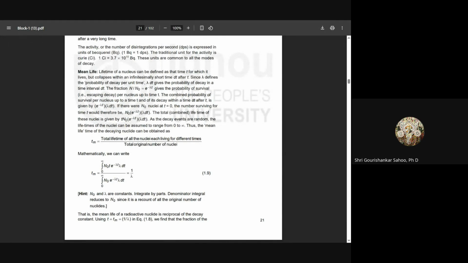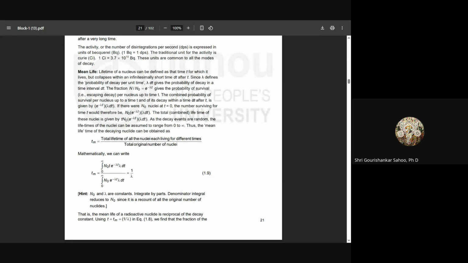Then mean life. The lifetime of a nucleus can be defined as that time t for which it lives but collapses within an infinitesimally short time dt after t. Since lambda defines the probability of decay per unit time, lambda dt gives the probability of decay in a time interval dt. So N by N0 equals e to the power minus lambda t, which gives the probability of survival or escaping decay for a nucleus up to time t.